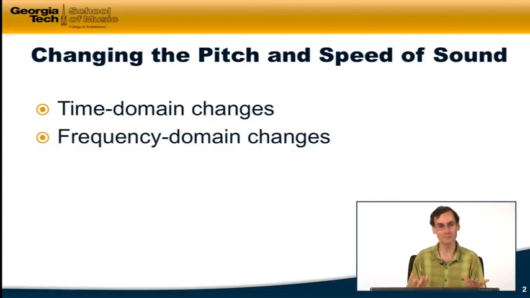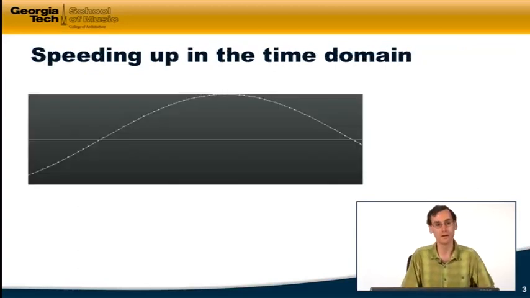So we're going to talk about briefly what happens when you do this in the time domain, the waveform, and then we're going to talk about what happens when you do it in the frequency domain. Imagine I have this sine wave at 440 hertz, and I want to play it back twice as fast. I want to double the playback speed of it. It's pretty obvious how I would do that.